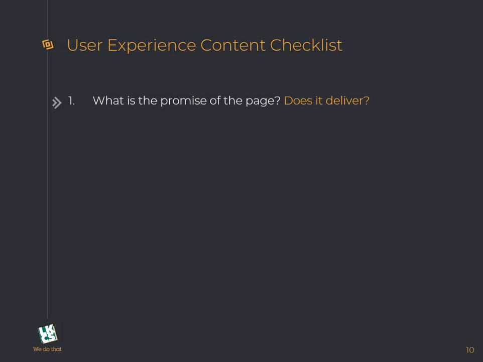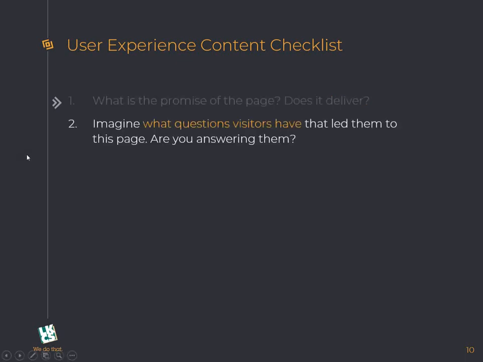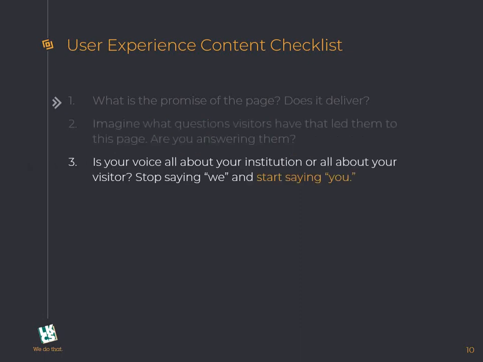So as we talk about content, we have a little checklist for you to go through. What is the promise of the page? Does it deliver on that promise? If it doesn't, go back and rewrite the content for that page. Imagine what questions visitors have that led them to the page that you're looking at. Are you answering those questions? If it's that auto loan page that we just looked at, what information might somebody be searching for about an auto loan? Are you providing that information? Sometimes you might have to split that page into more than one page, especially because we're trying to keep this copy scannable.